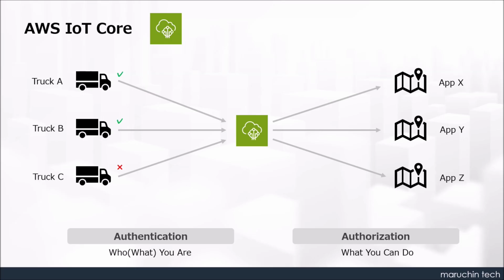Here, we need to understand two concepts: authentication and authorization. Authentication is verifying who the device is. Authorization is determining what action that authenticated device is allowed to perform. In IoT Core, we use keys and certificates for authentication, and policies for authorization.